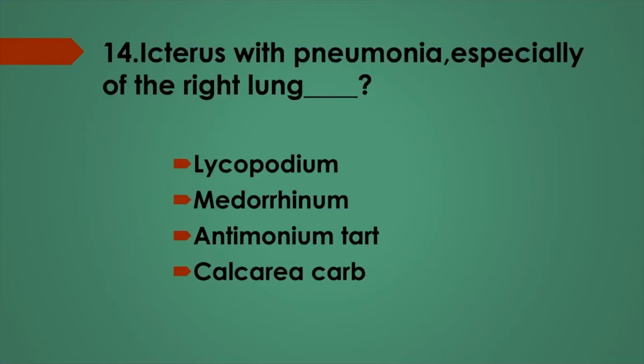Question number 14. Icterus with pneumonia, especially of the right lung. Option A, Lycopodium. Option B, Medorrhinum. Option C, Antimonium tartaricum. And option D, Calcarea carbonica. Answer, option C, Antimonium tartaricum.